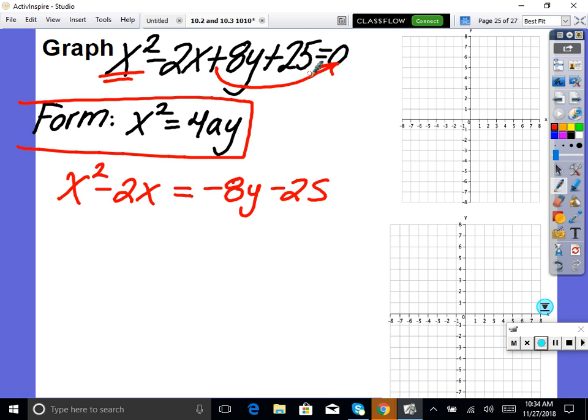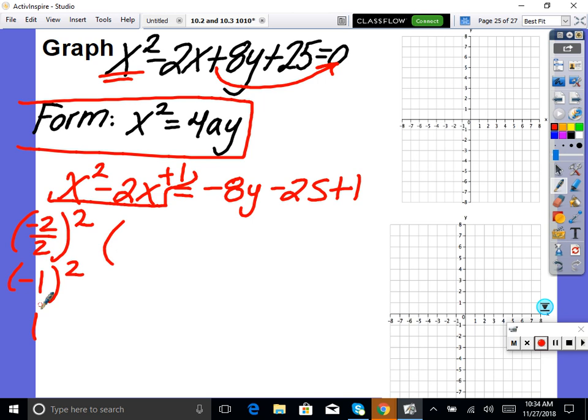Now we need to get this in factored form, because then that would be shifted form, so we complete the square. So -2 divided by 2 squared, which is -1 squared, which is 1. So I'm going to add 1 to both sides of the equation, just like we did with our circle. So now on this side, that factors to be x minus 1 squared. Do you guys see how it's the same as the circle thing? And then it is equal to -8y, and then minus 24.